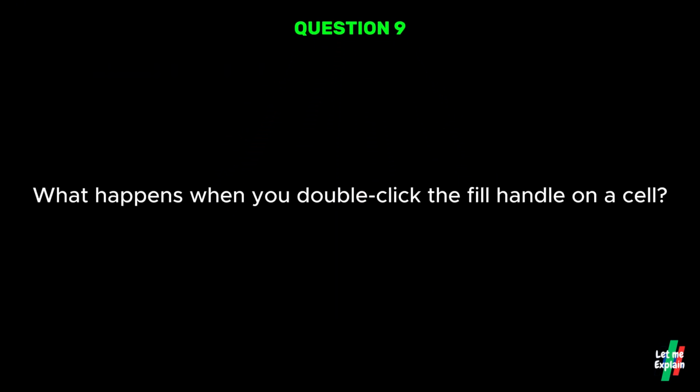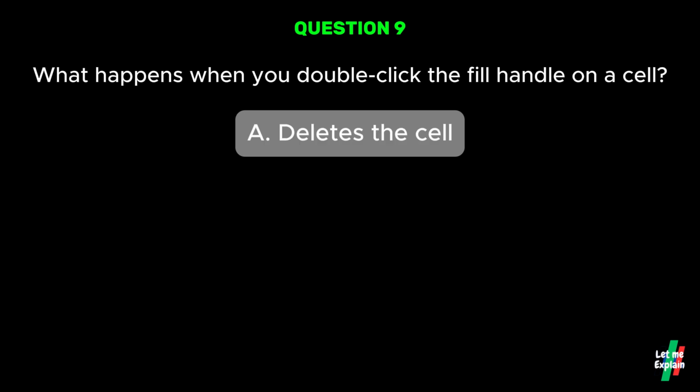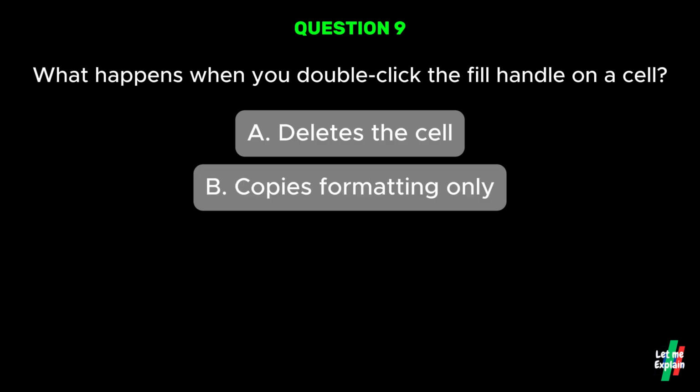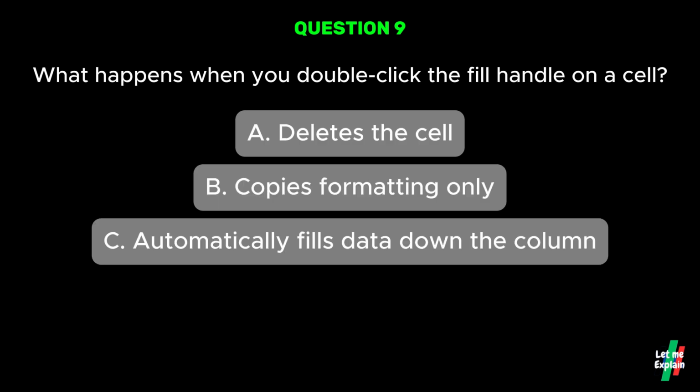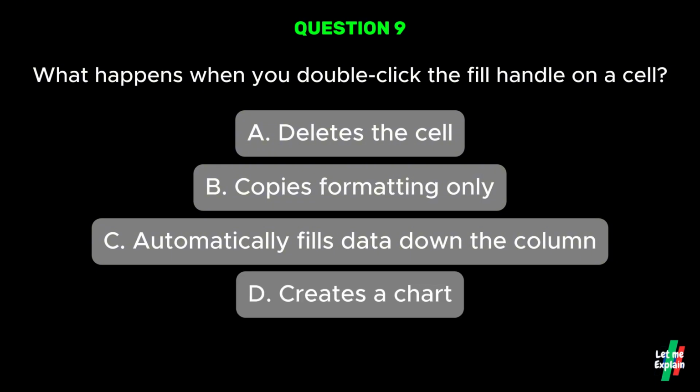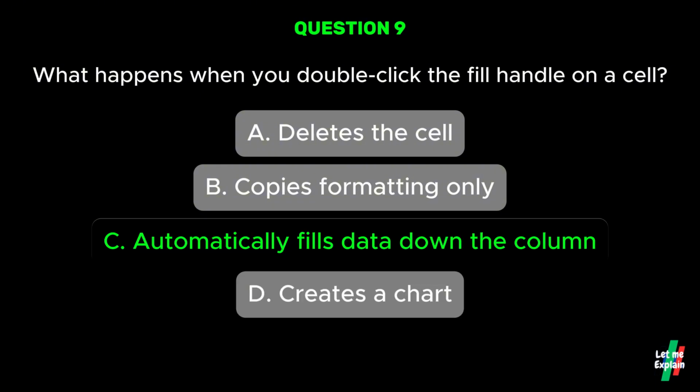Question number 9. What happens when you double-click the fill handle on a cell? Deletes the cell, copies formatting only, automatically fills data down the column, creates a chart. The correct answer is C. The fill handle is the small square in the bottom right corner of a selected cell. Double-clicking it quickly fills formulas or data down adjacent rows.